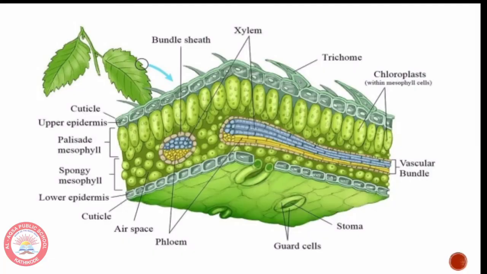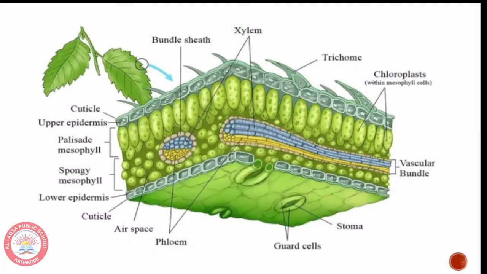In the last class, we had discussed the different types of simple permanent tissue. Today, we'll be discussing epidermis. So let us see where this epidermis is found, how is it formed, etc.